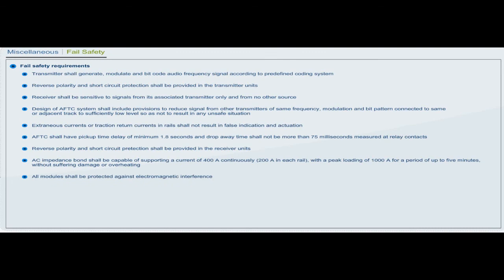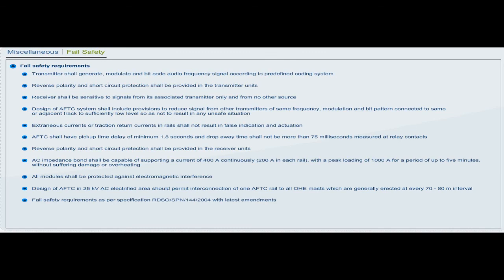All modules shall be protected against electromagnetic interference. Design of AFTC in 25 kV AC electrified area should permit interconnection of one AFTC rail to all OHE masts, which are generally erected at every 70 to 80 meter interval. Fail safety requirements as per specification RDSO/SPN/144/2004 with latest amendments. The geographical resolution between adjacent audio frequency track circuits shall not have any dead zone.